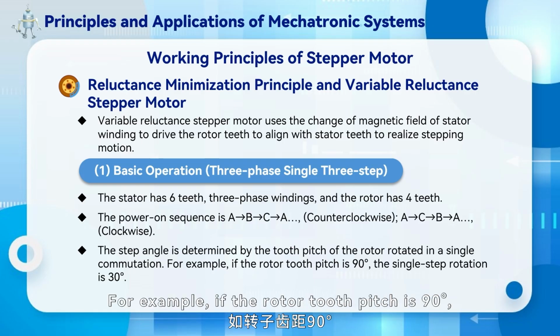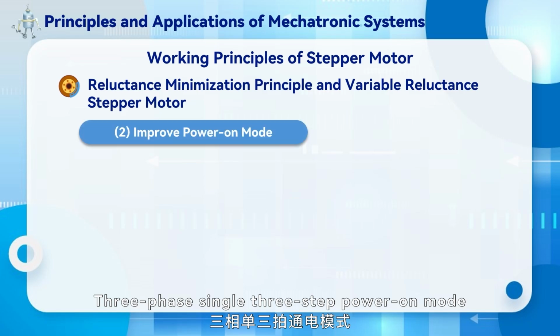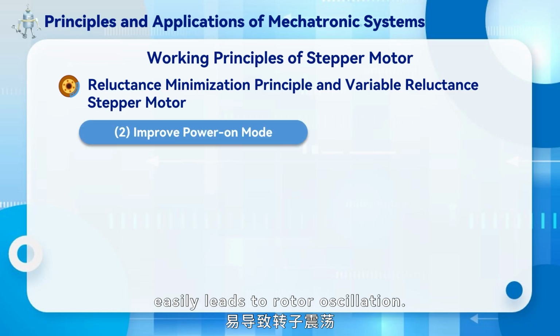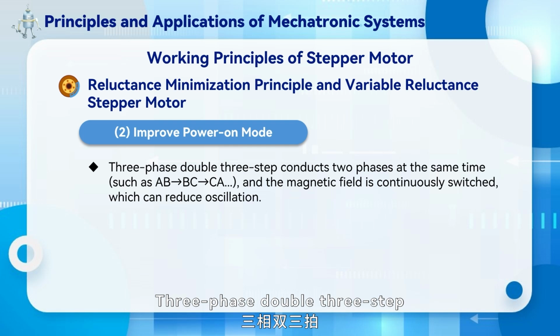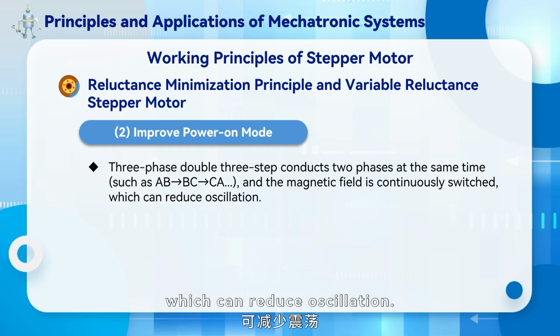For example, if the rotor tooth pitch is 90 degrees, the single step rotation is 30 degrees. 3-phase single 3-step power-on mode easily leads to rotor oscillation. 3-phase double 3-step conducts 2 phases at the same time, such as AB to BC to CA, and the magnetic field is continuously switched, which can reduce oscillation.